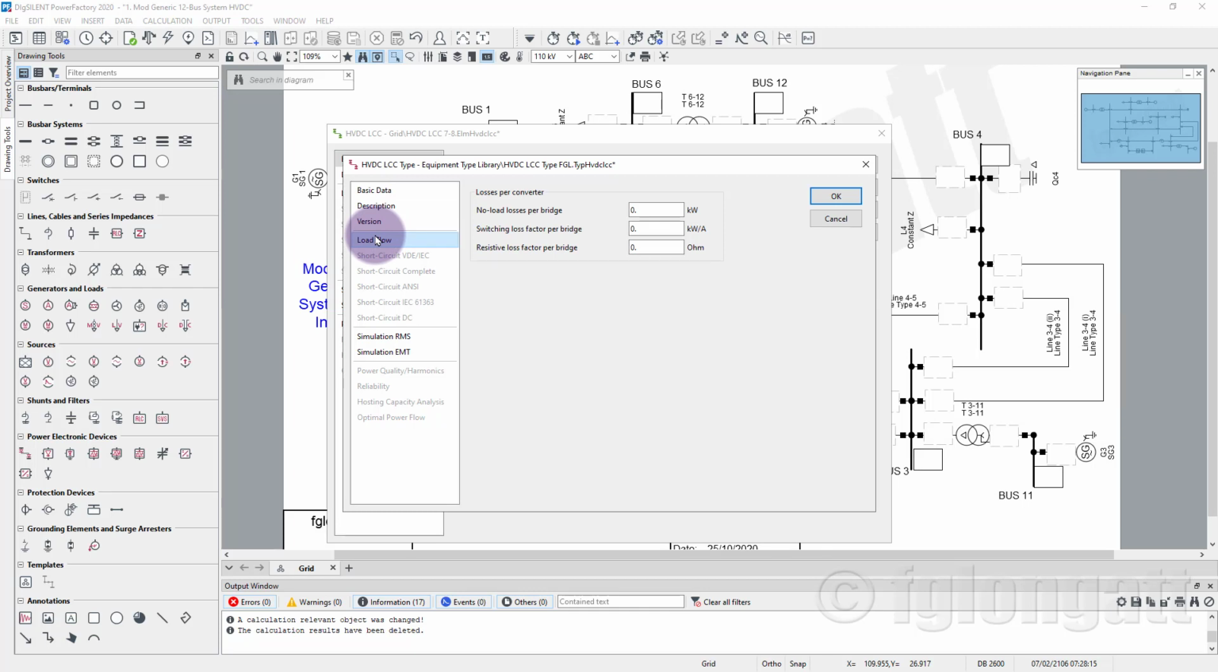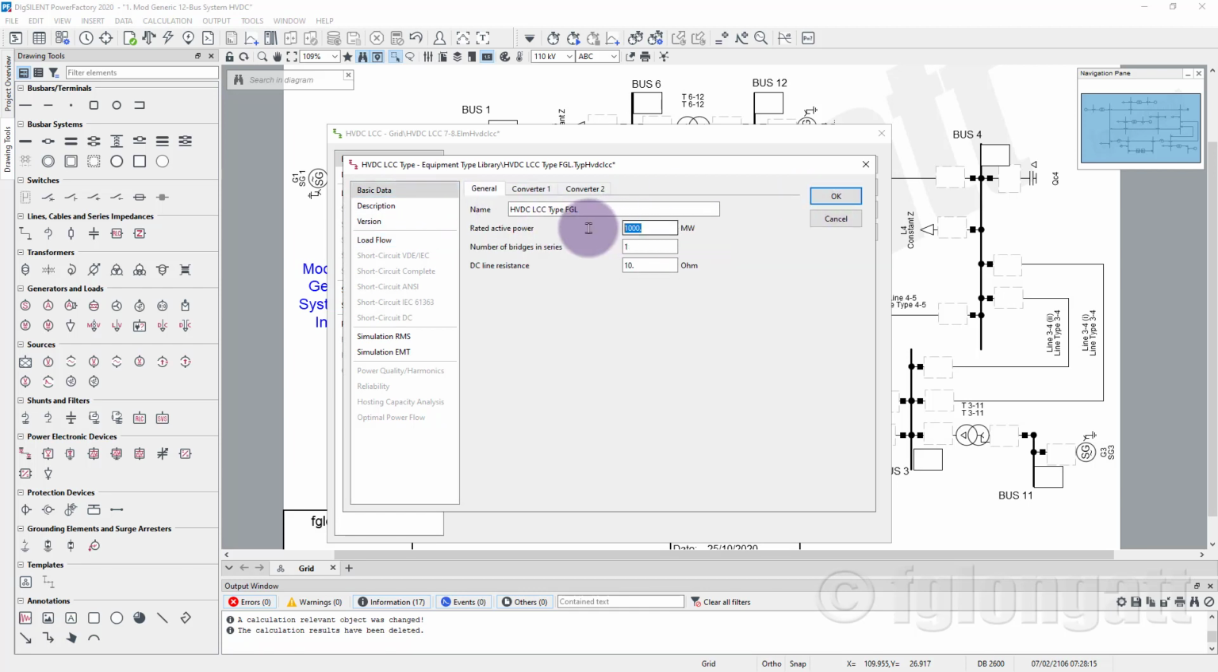Also, if you want to create a more detailed and more realistic model, you can include no-load losses, switching losses, and so on. However, I will not cover this in this video. That is a subject for my course on power electronics modeling using DIgSILENT PowerFactory, okay?